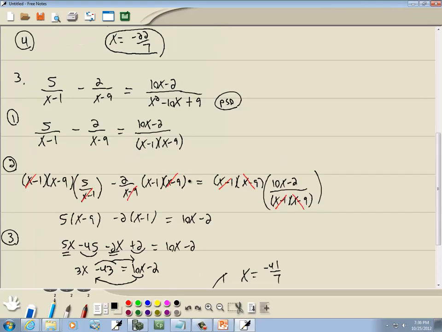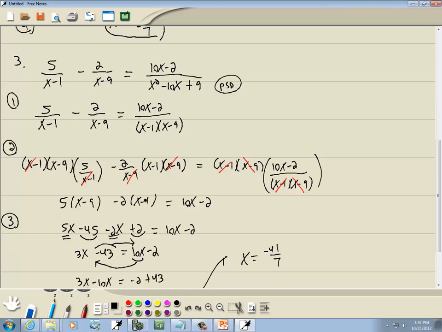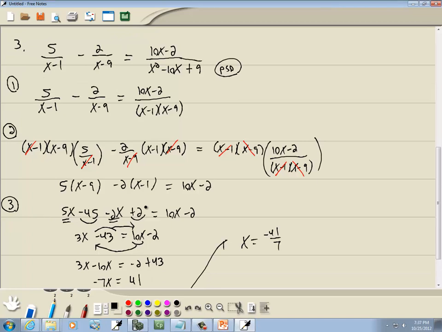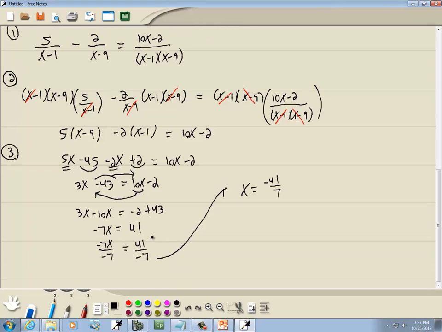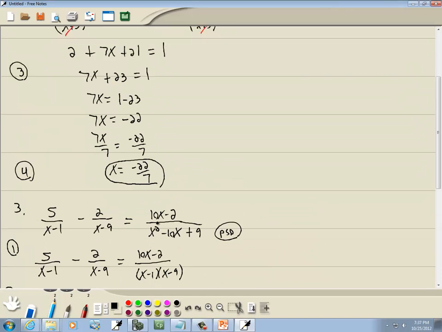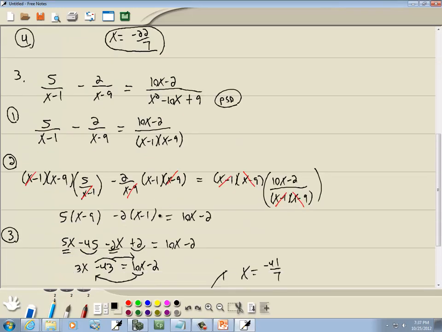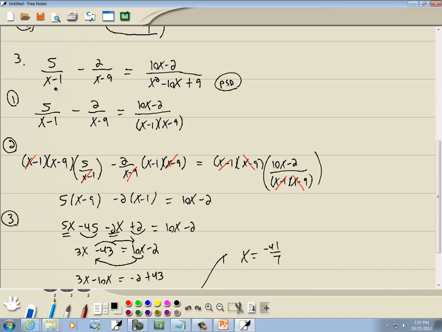Now let me double check myself. And so 5x minus 45, 9 there, okay. Negative 2x plus 2 equals 10x plus 2, so that's 3x minus 43, and then get out over there, negative 7x, 41, yeah, all looks good. Now, last step, check to make sure it doesn't cause a 0 in our denominator. Negative 41 over 7 minus 1, don't know what it is, but it's not 0. Negative 41 over 7 minus 9, don't know what it is, but it's not 0. And since this denominator is a product of these other two, you don't need to check it there. So our answer is negative 41 over 7.